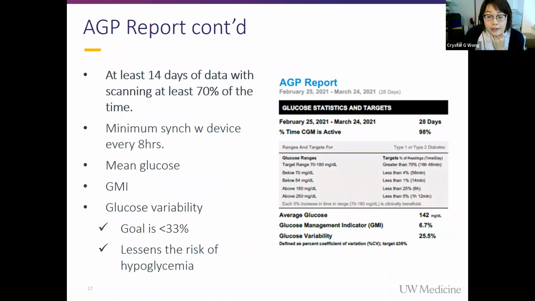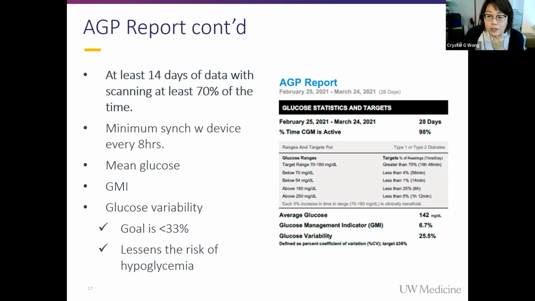Then the next area is upper left, and this has the key metrics. There are a couple things you're going to pay attention to. First, you're going to look at the date range that this report comprises. You'll want at least 14 days of data with scanning at least 70% of the time for this to be enough valid data for you to make changes.